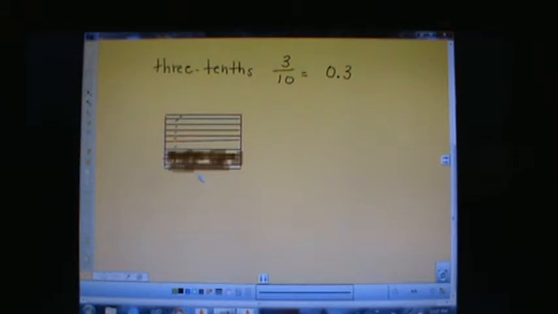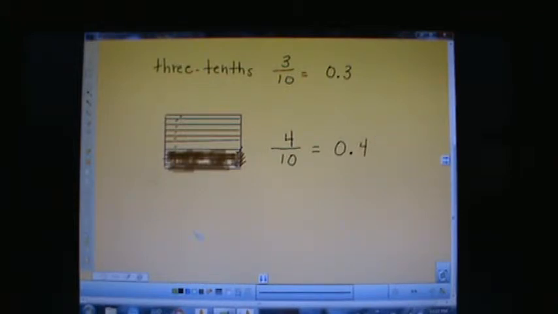How many sections are shaded in? Well, we know that we have something out of 10, so our bottom denominator is going to be 10. Now we're going to count how many we have shaded in. 1, 2, 3, 4. So 4/10 is shaded. If I were to write that as a decimal, it would be 0.4. 4/10 is shaded.